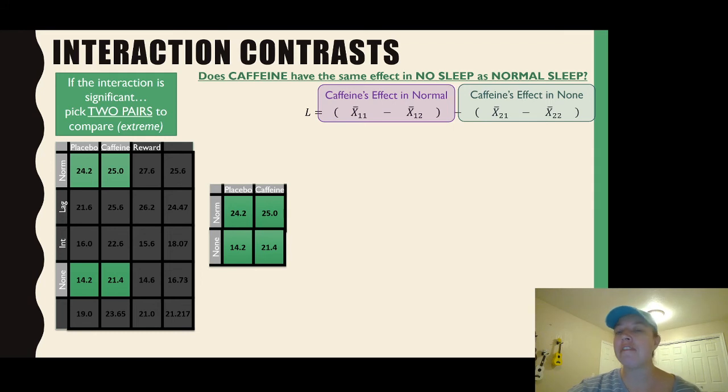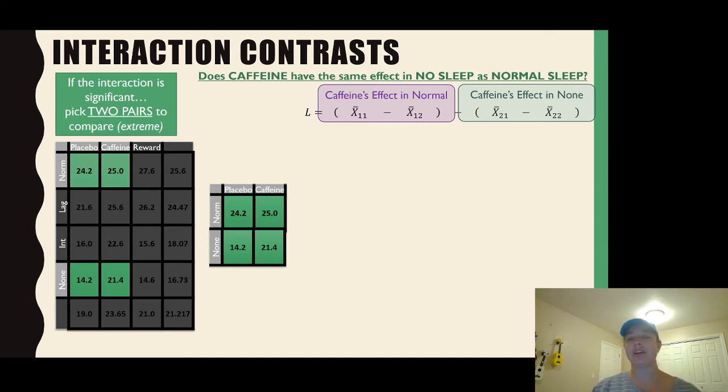Does caffeine's effect in normal sleep, is that the same as caffeine's effect in no sleep? We've got to involve both sleep and stimulant at the same time. Let me say that again. In the purple box, caffeine's effect in normal sleep. And then in the green box, the light green, caffeine's effect in no or total lack of sleep. Now, we've got a double negative, a double subtract, so we're subtracting a negative.